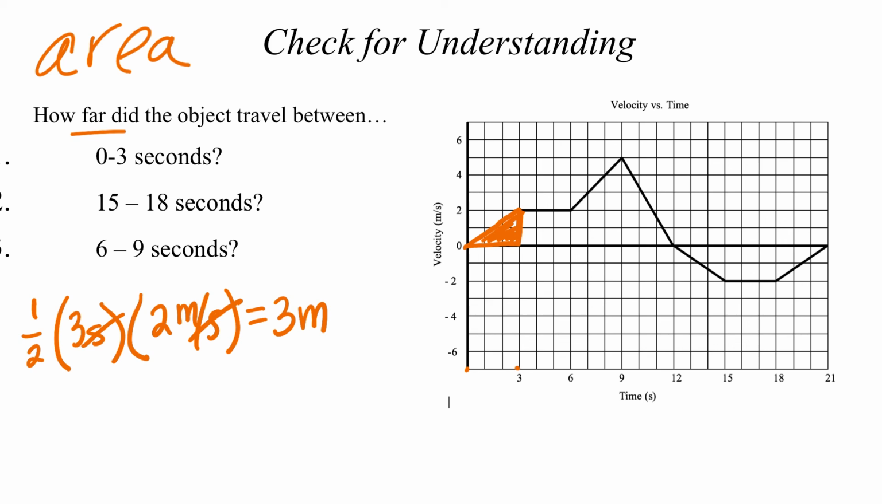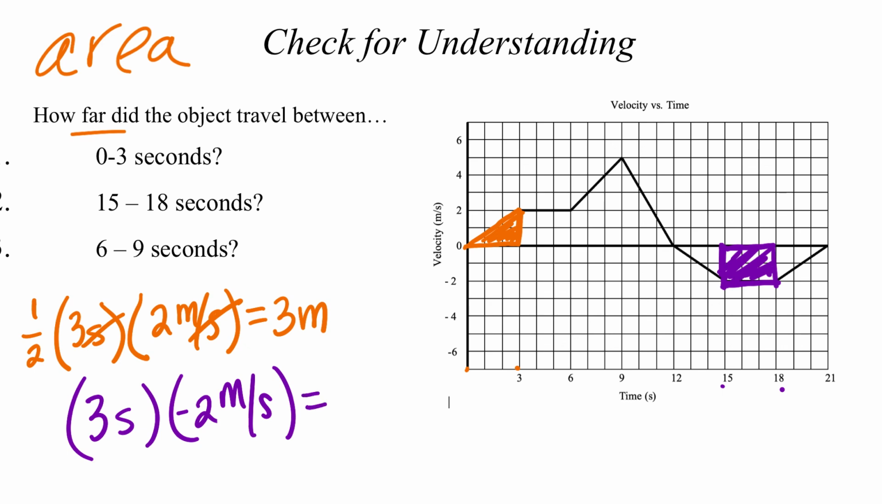Then from 15 to 18 seconds, here's our line. We want to enclose it with the x-axis, so we're going to draw a line there and then connect it together, and I get a nice rectangle out of that. So here our width of our box is from 15 to 18, so that's a distance of 3 seconds. And then the height of the box, it is negative because it's below the x-axis and it has a height of -2, and that would be meters per second. And then multiply that together and you get -6 meters because your seconds cancel out. So that's for 15 to 18 seconds.